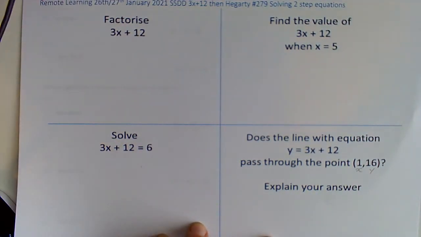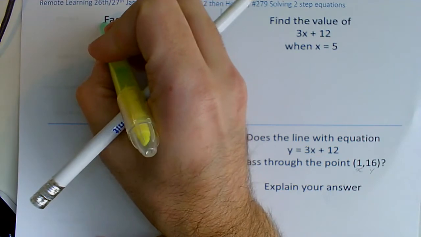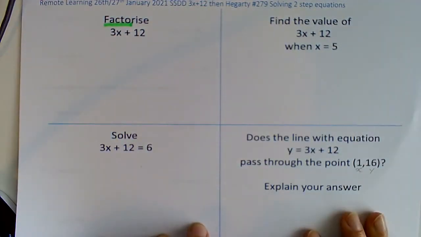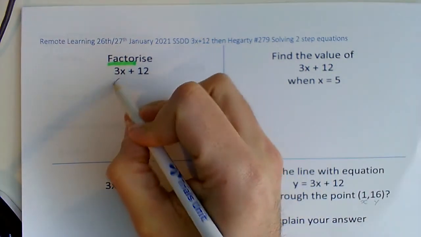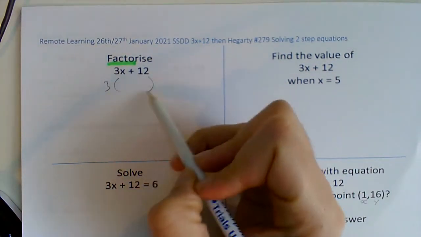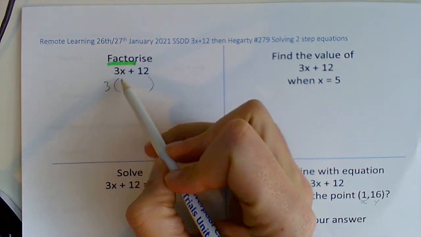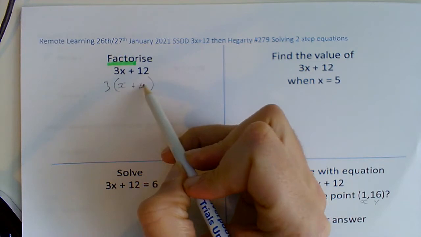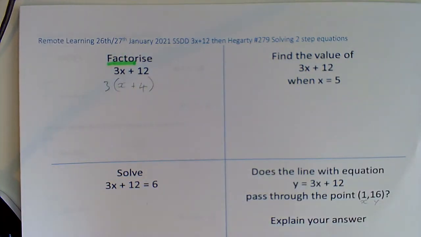Okay, so hopefully you've had a good go at those. And let's start going through them. So remember, factorize means you look for the biggest factor of these two numbers. What can I divide both 3 and 12 by? Well, I can divide them both by 3. That's going to go outside the bracket, sorry. What do I times 3 by to get 3x? Well, that's just x, isn't it? And what do I times 3 by to get plus 12? Well, that will be plus 4. So that's your answer there.